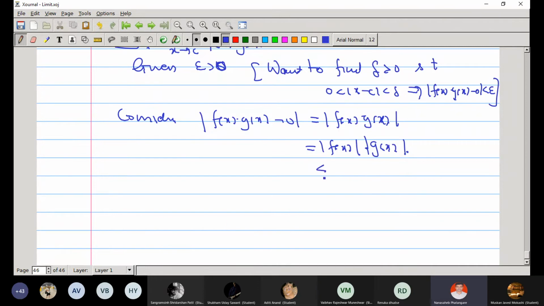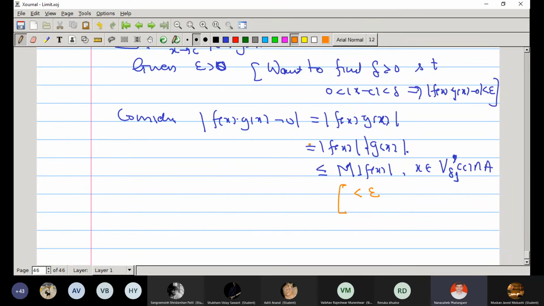Can I say that this is less than or equal to m times the absolute value of f(x), for all x in this delta 1 neighborhood of c intersection A, deleted delta neighborhood of c? Am I right? Yes, sir. Fine. Now, my aim is to make this quantity less than epsilon.